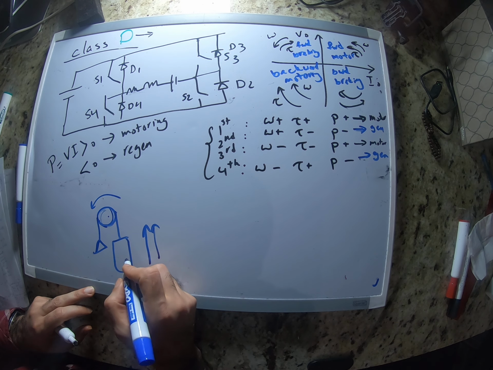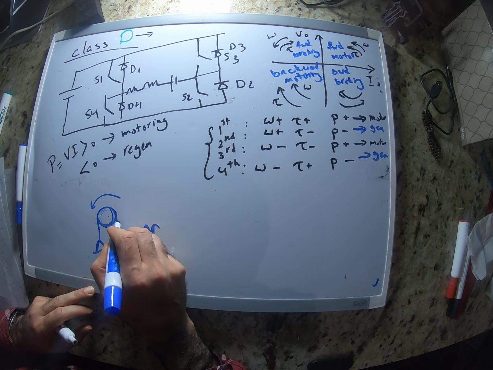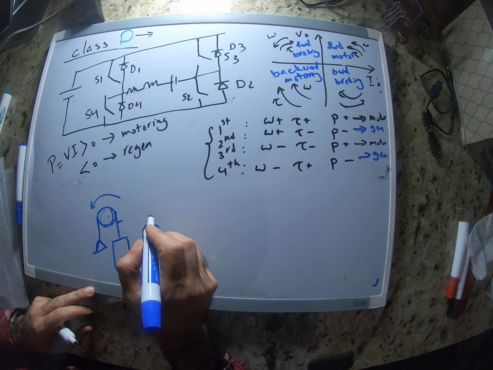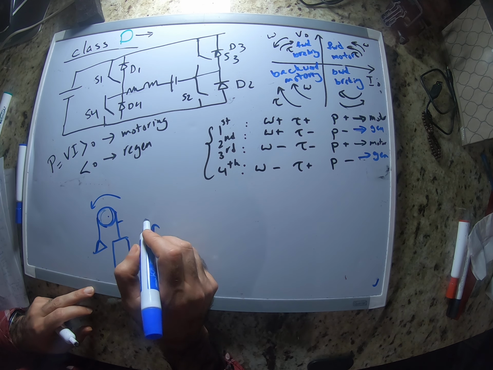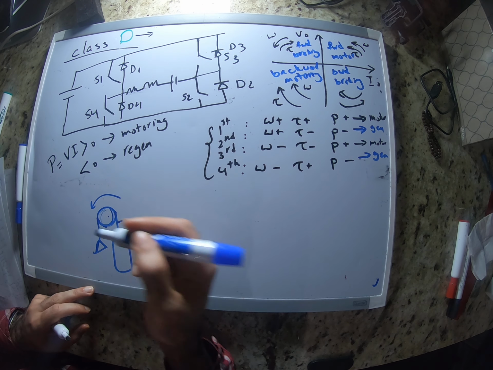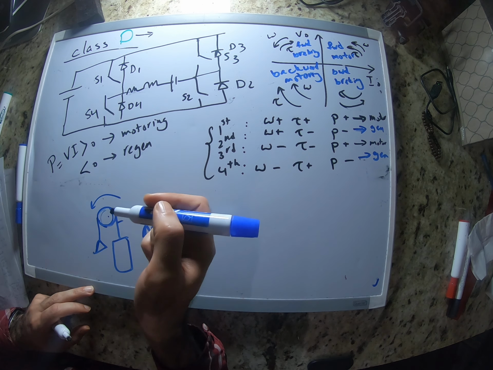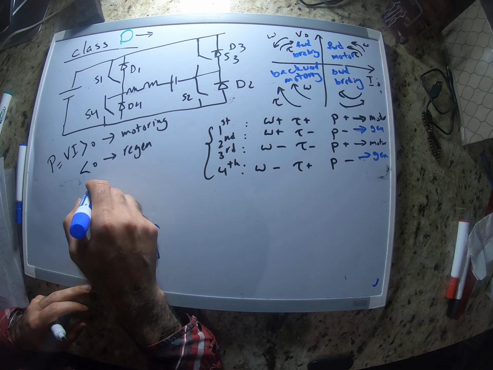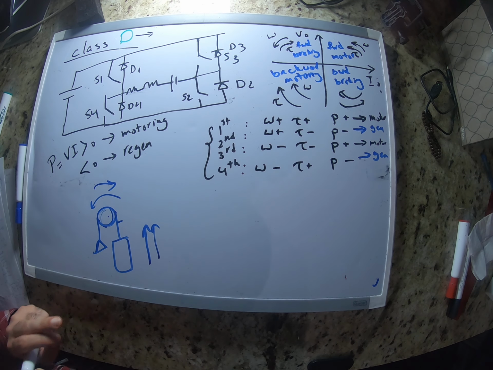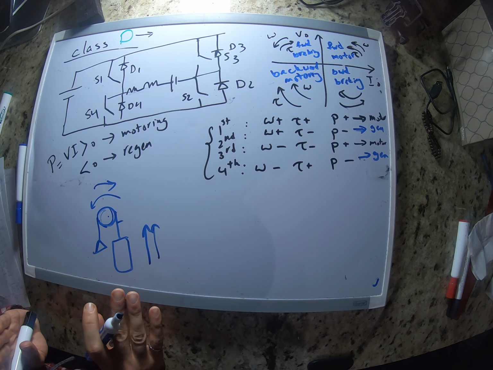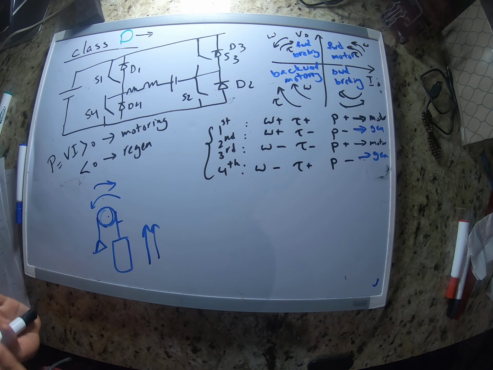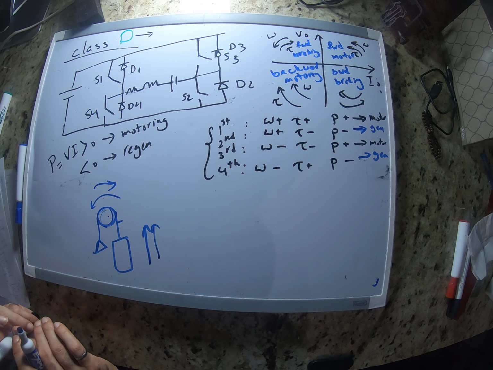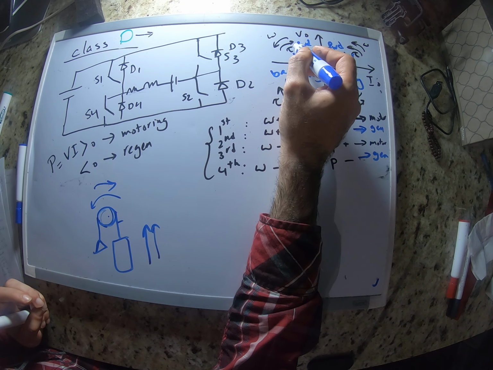But let's say that you're getting close to the level that you want to get off, right? So the motor is still rotating in this direction, but the torque is now going to change direction because you want to slow down, right? You want to stop, right? So the torque is basically applying a force that stops the elevator. So that's going to be forward braking.